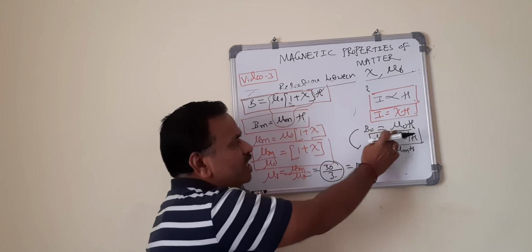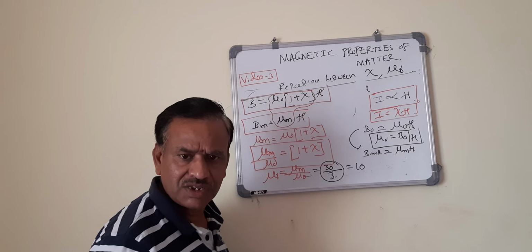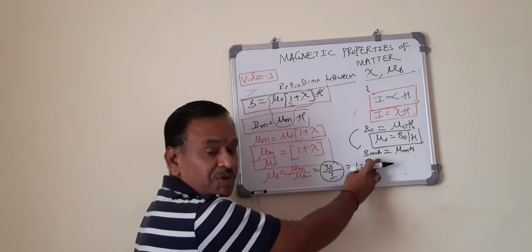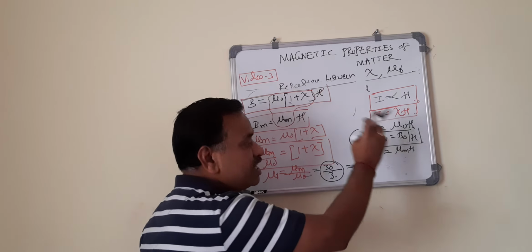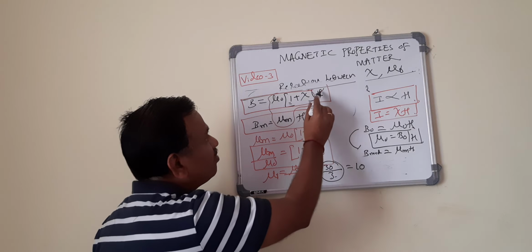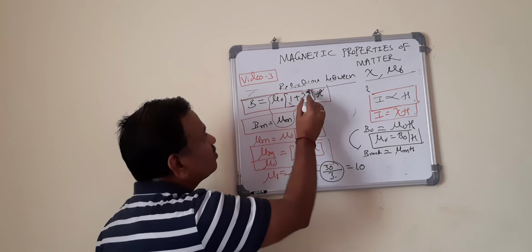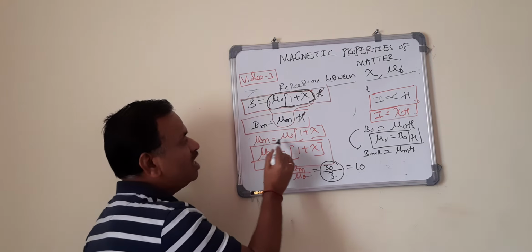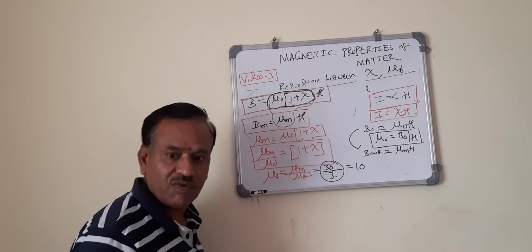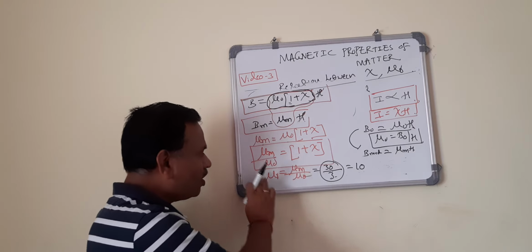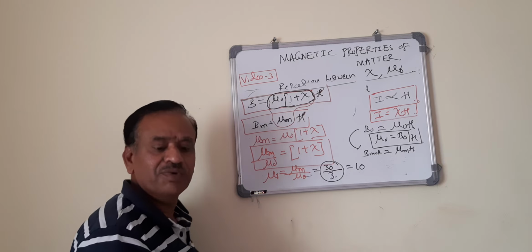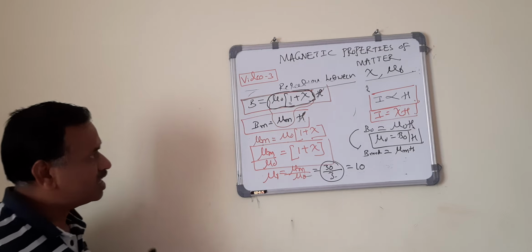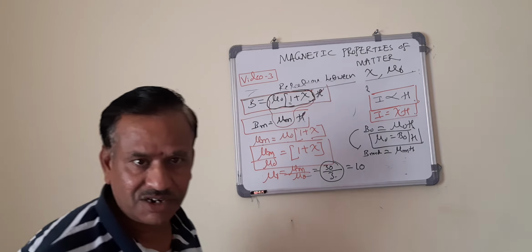That's why I am writing B naught equal to mu naught into H. If you consider a medium, then I will write B of medium equal to mu of medium into H. Here you compare this H and this H, so that this entire factor is mu of medium equal to mu naught into bracket 1 plus chi. This is the equation for the relation between mu r and chi.